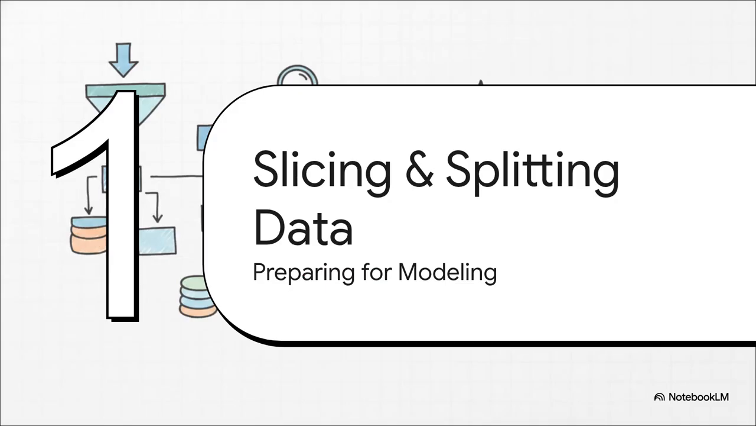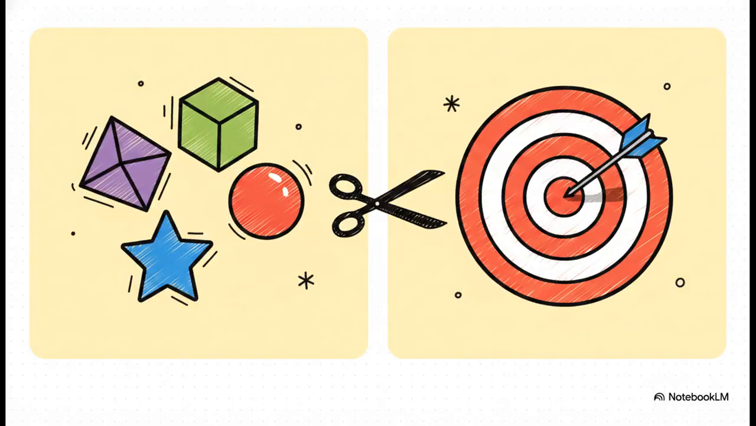All right, moving on to step 2, slicing and splitting data. We can't just dump our entire data frame into a model and hope for the best. We've got to purposefully slice it up. Think back to that classic y equals the function of x equation from algebra. We want to predict our y output based on our x inputs.